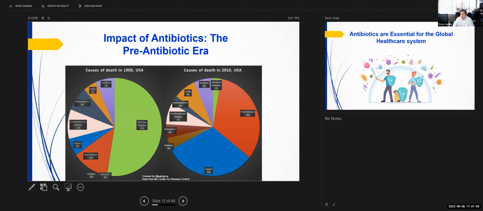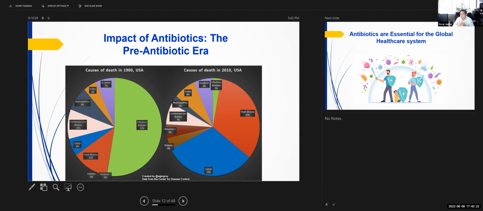So going back to this situation, how is it that people were dying 120 years ago? Let's compare the causes of death in 1900 U.S. versus the causes of death in 2010 in the US.